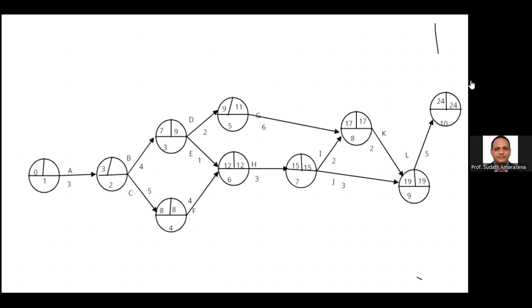Then for the second event, 2 paths via the B and C, backward 9 minus 4, 5. 8 minus 5, 3 is the least value. 3 minus 3, 0.